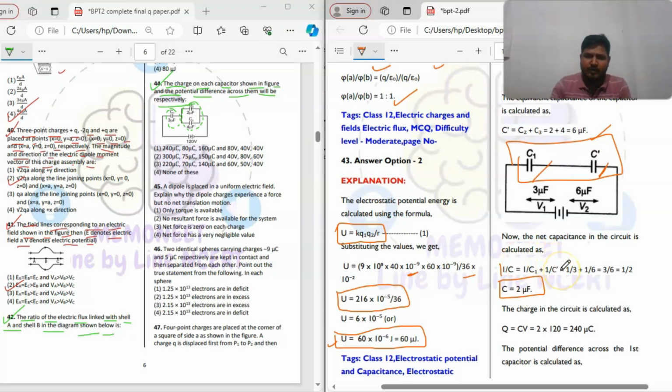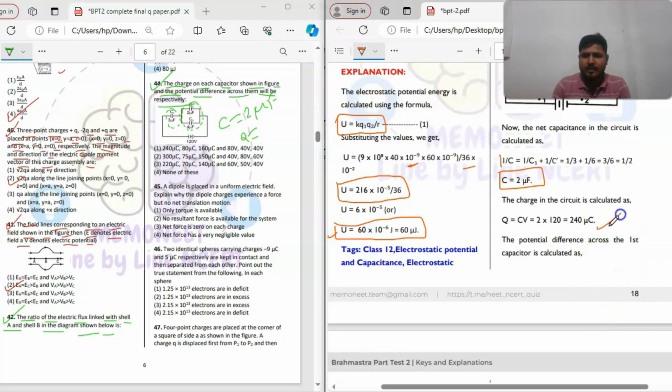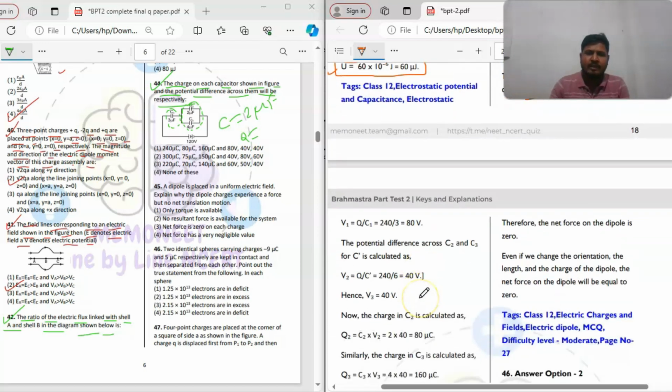Now we know the equivalent of the whole, that is C is equal to 2 microfarad. So what is the total charge? Q is equal to C into V, that is 240 microcoulomb. Now the potential difference across the first capacitor can be calculated. We know the charge, so V1 is equal to Q by C1, that is 80 volt. This is the voltage across C1.